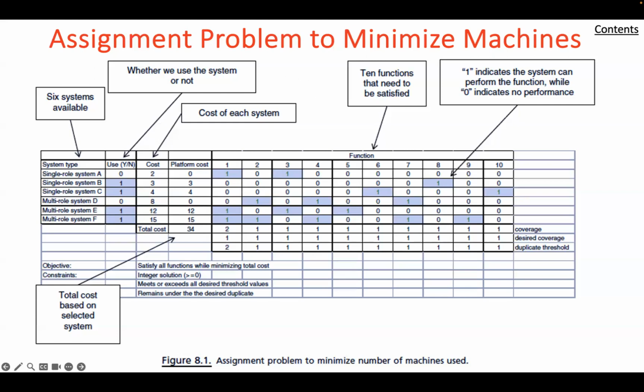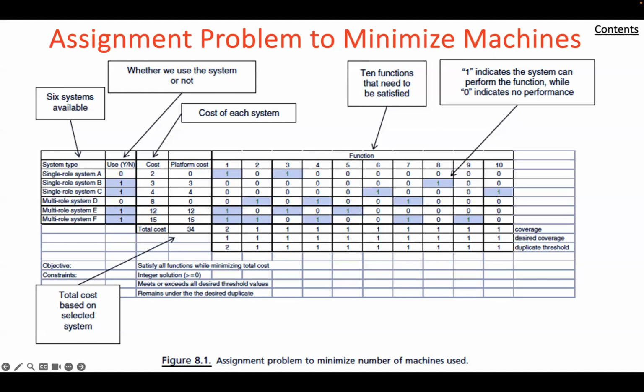And so this is a problem that seeks to minimize the total number of systems to be used to satisfy all functions. Another objective is to minimize the total cost, as each machine can perform multiple functions. This example identifies 6 systems labeled A through F and 10 functions. The 1 indicates the system can perform the function. And we were highlighting those and have colorized them.